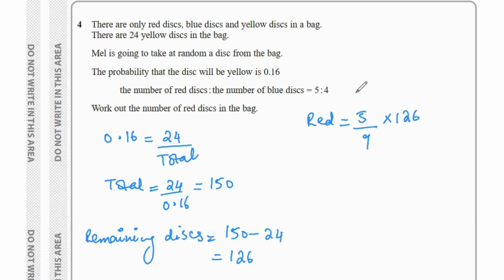How did we get 5 nines? We added 5 and 4 in the ratio, so that becomes the denominator. The numerator of the fraction is your number of red discs in the ratio, which is 5. So 5 over 9 times 126, which is the number of red and blue discs, is equal to 70. So we have 70 red discs.